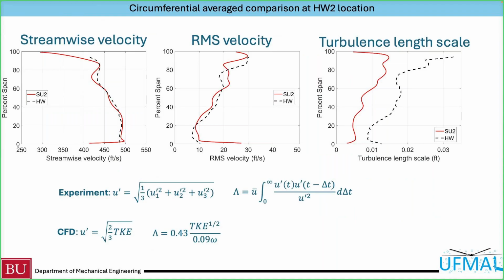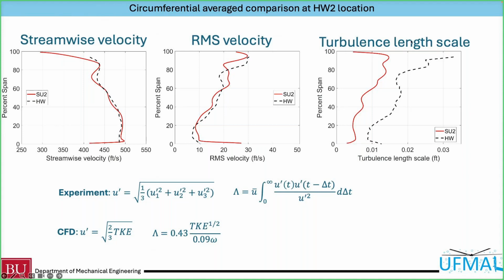These comparisons here are averaged across the circumferential direction. The vertical axes are percent span; 0 will be at the hub and 100 will be at the shroud. The first plot is the streamwise velocity, and the second plot is the RMS velocity, or the dimensional turbulence intensity. The SU2 and experiment comparisons show pretty good agreement in time-average velocity and u prime.